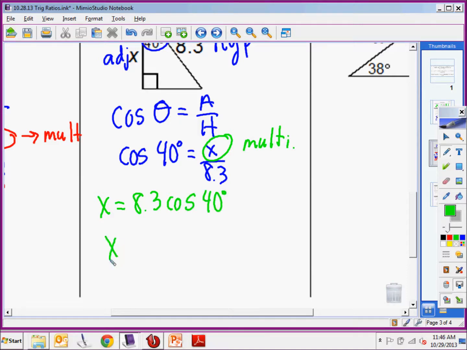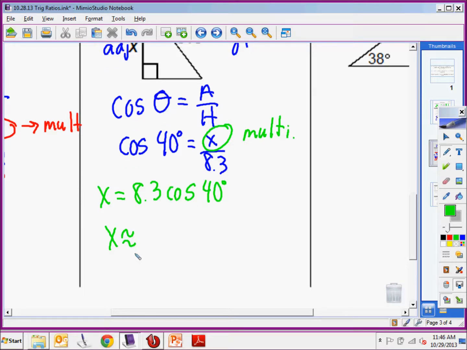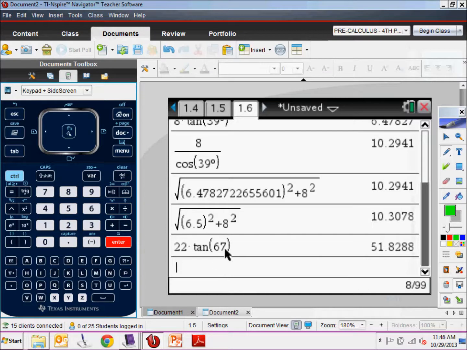So approximately, what am I going to get? 6.36. 6 point what? 6.36. Why did we put the degree sign? Because it's degrees. Okay. 6.36. She forgot her degree symbol.